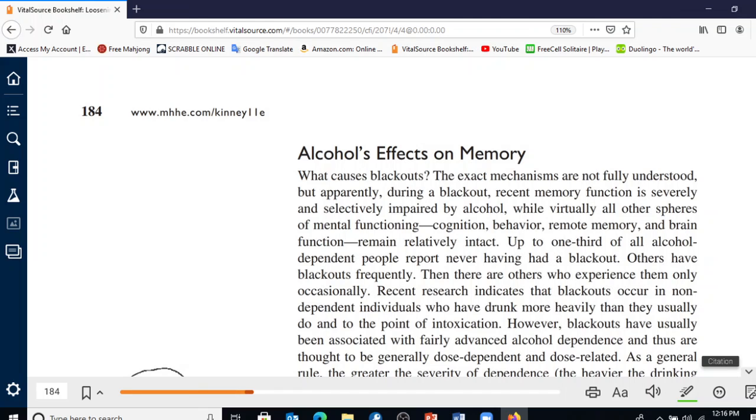Blackouts are kind of individualized. Some people have them all the time. Some people have them every once in a while. Some people have them sporadically, in shorter periods of time between, and other people just only occasionally. But blackouts occur in non-dependent individuals too under certain circumstances.